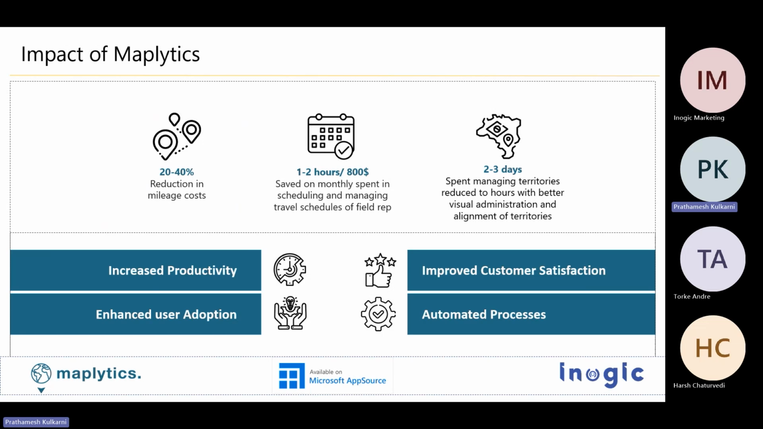Now, what is the ROI of implementing Maplytics? Basically, you would experience a 20 to 40% reduction in your mileage costs, since Maplytics will assist you and your CRM users to pre-plan their customer visits or the servicing that you need to do at your customer's end. By using the pre-planning techniques, you can reduce your mileage cost by up to 20 to 40%. The second part is you can save 1 to 2 hours on a daily basis that is invested in manually scheduling your appointments.